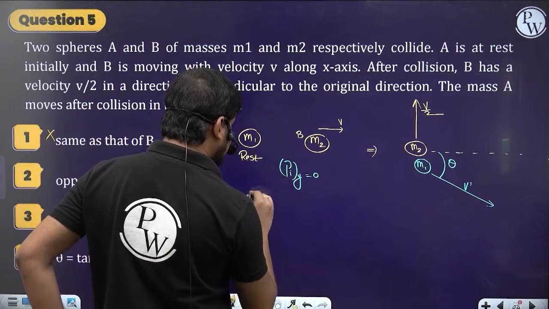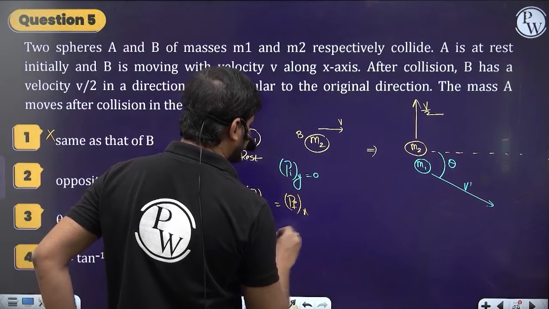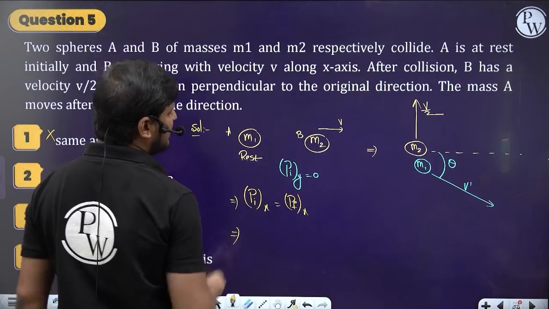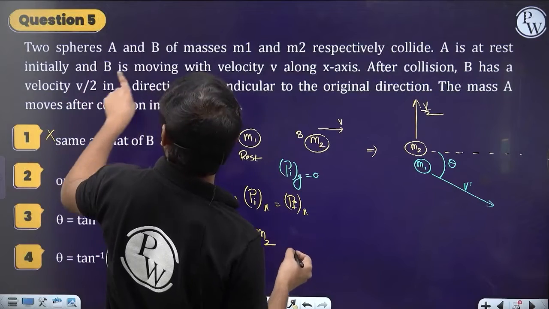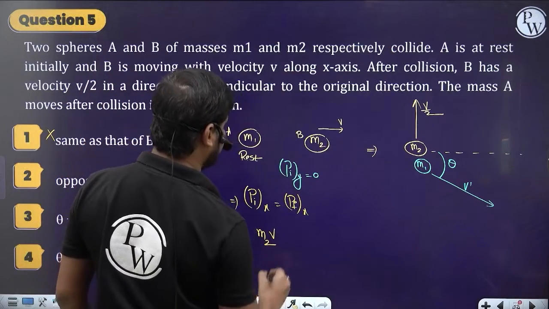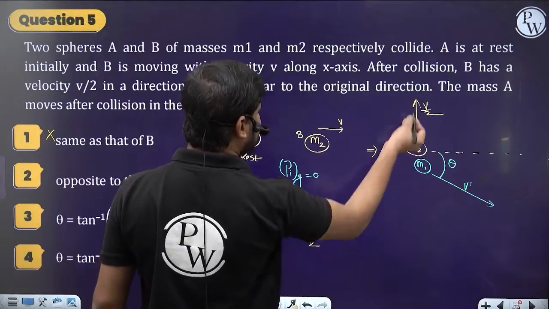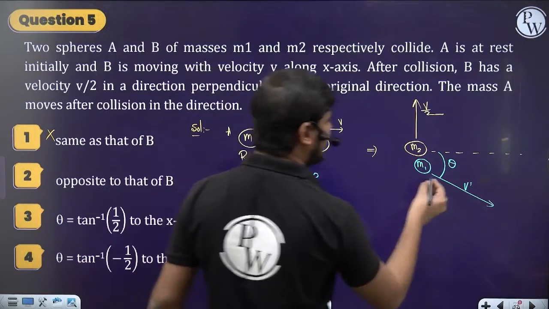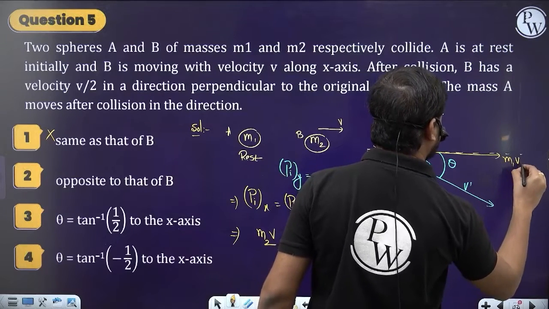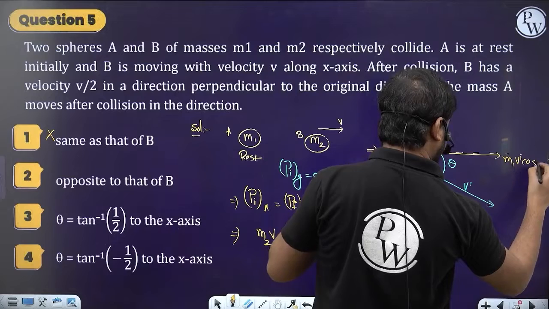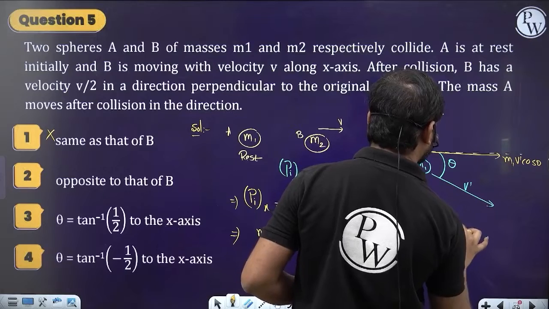First, the initial momentum in the x direction equals the final momentum in the x direction. What is the initial momentum in the x direction? m1 into 0, its momentum is 0. Then m2 into its velocity, B is moving with velocity v, so m2 into v equals the final momentum. Finally m2 is moving with velocity v by 2, and m1 will have two components, one this side and the other this side: m1 v dash cos theta this side, and m1 v dash sin theta this side. Just take care of the calculation, guys.